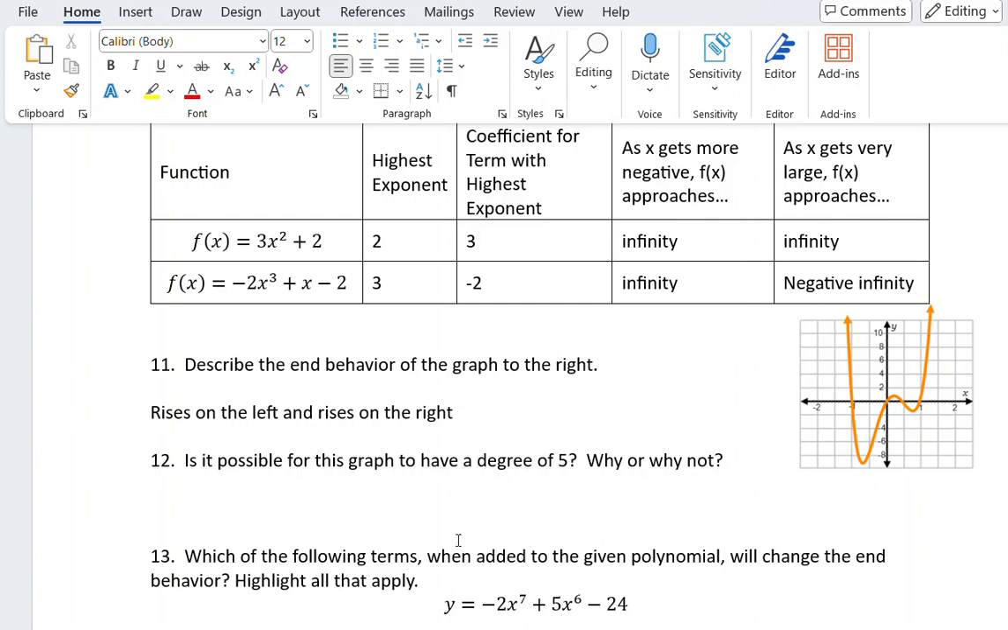Question 12 says, is it possible for this graph to have a degree of 5? Why or why not? So if a graph has an odd degree, that means that the end behavior is pointing in two different directions. So one side is going to be going downward, one side is going to be going upward. So it's not possible for this graph to have a degree of 5. It has to have an even degree because both sides are rising, or both sides are approaching infinity.